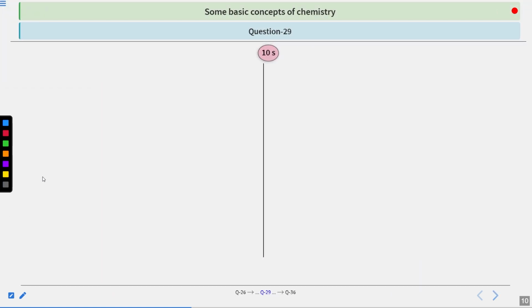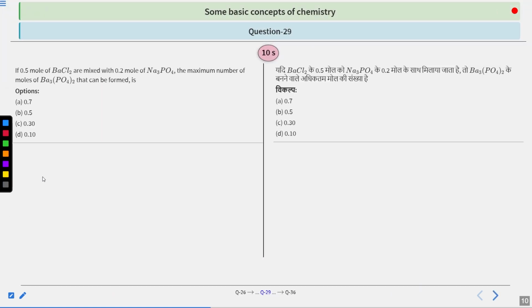Question number 29. Question number 29 says that if 0.5 mole of BaCl2 is mixed with 0.2 mole of Na3PO4, the maximum number of moles of Ba3(PO4)2 that can be formed is: your options are A 0.7, B 0.5, C 0.3 and D 0.1. You have 10 seconds to solve this question. Your time starts now. Now let us see the solution.